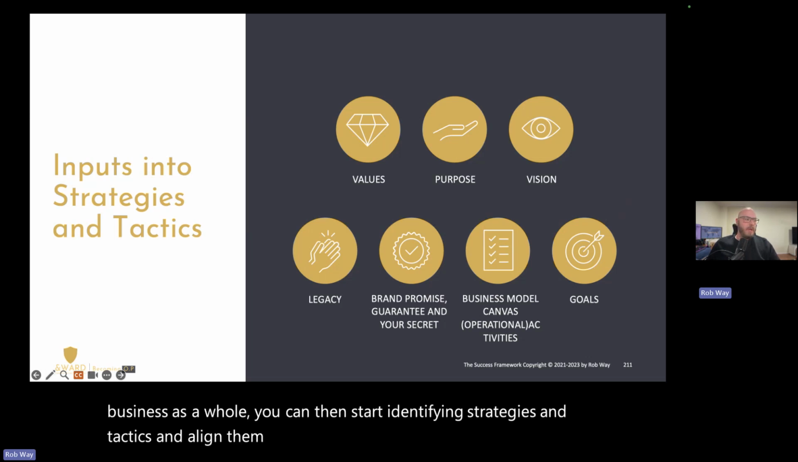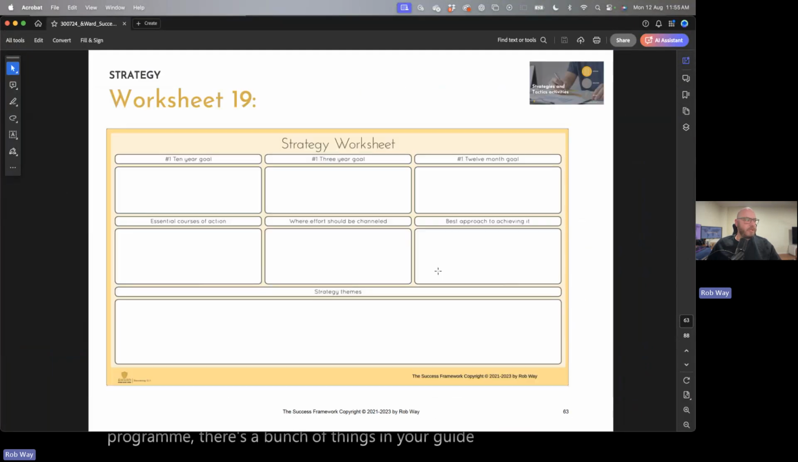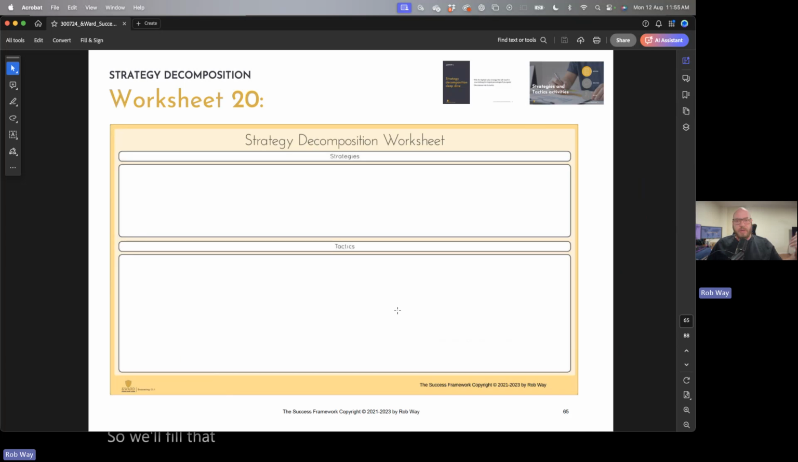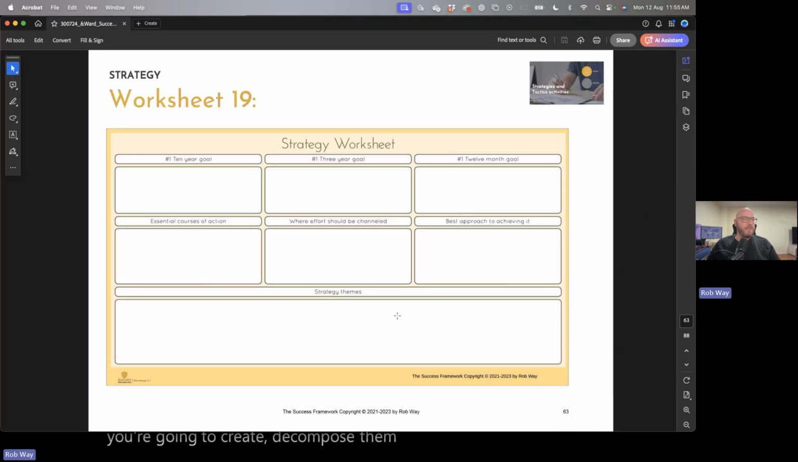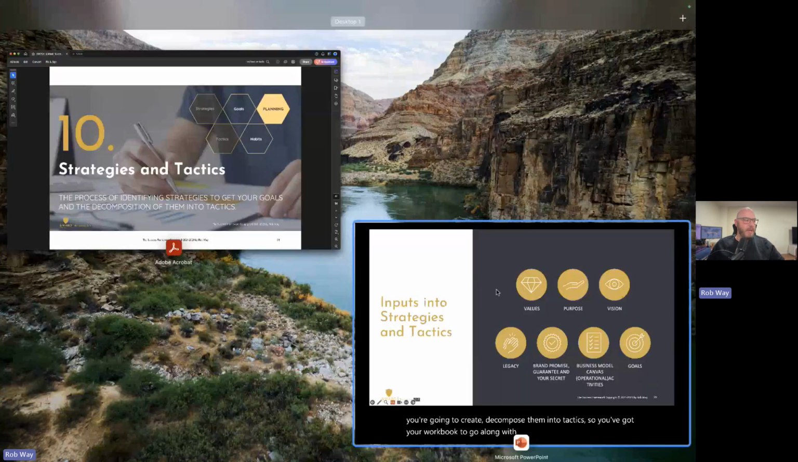And when you consider your business as a whole, you can then start identifying strategies and tactics and align them to your goals. Now, for this part of the program, there's a bunch of things in your guide. So you've got the worksheets. Here's where we look at your 1-year goal, your 10-year goal, 3-year goal, 12-month goal, essential course of action, where effort should be channeled, best approach to achieving it, strategic themes. So we'll fill that out. Then we'll look at the actual strategies that you're going to create, decompose them into tactics. So you've got your workbook to go along with what we're discussing now.